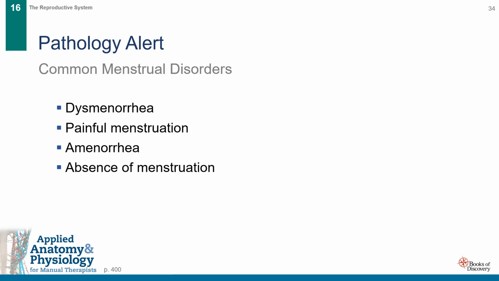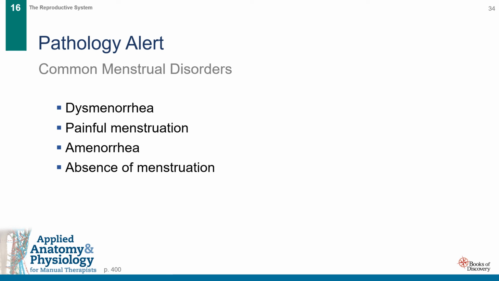Dysmenorrhea can be either a primary condition or a sign of an underlying pathology such as fibroid tumors, pelvic inflammatory disease, PID, endometriosis, or any number of sexually transmitted infections. Manual therapies are generally indicated for reducing pain and stress, but direct abdominal work is contraindicated during menstruation.